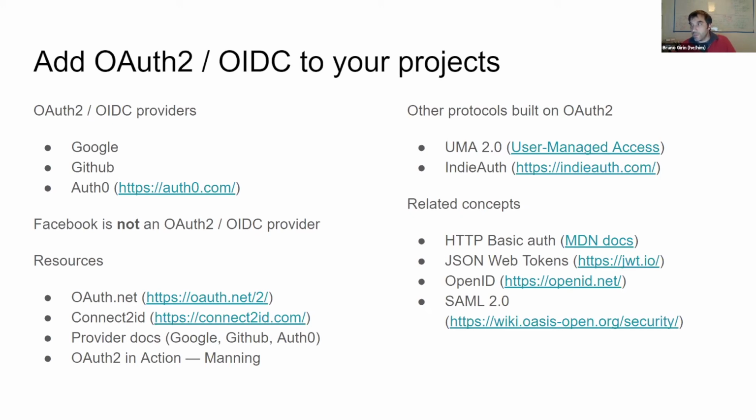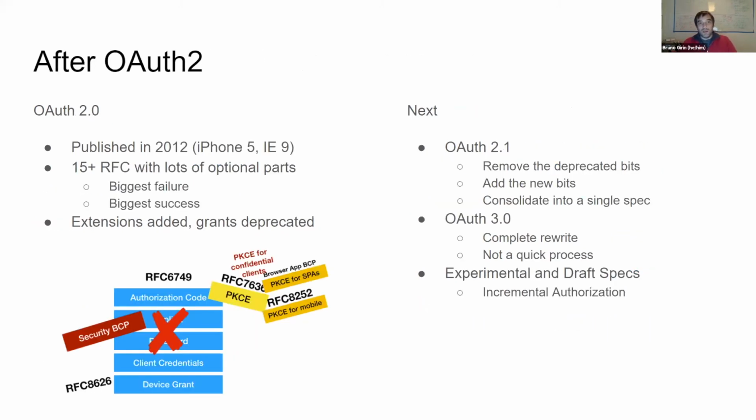There's no problem. Now, in terms of OAuth, what next? Well, the OAuth 2.0 spec was published in 2012 when the iPhone 5 and IE9 were trendy. So it's getting on a bit, and it's composed of more than 15 RFCs with lots of optional parts. This has been dubbed its biggest failure because it's got RFCs all over the place. It's also been dubbed its biggest success because it's allowed a lot of innovation over the past few years.